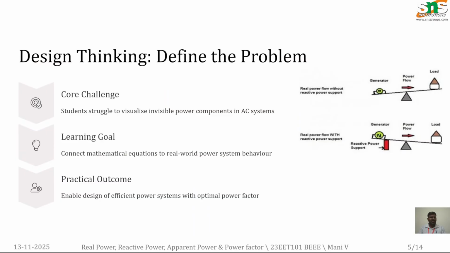In the define stage, we struggle to visualize the invisible power components like active power, reactive power, and apparent power. Just see the image. This is a generator, generating the voltage. The generated voltage should be supplied to the load, but here it is unable to reach the load. But in the next image, with the help of reactive power support, we are able to transfer the electrical energy from the generator to the load. So without reactive power, we are unable to transfer electrical energy from one place to another.